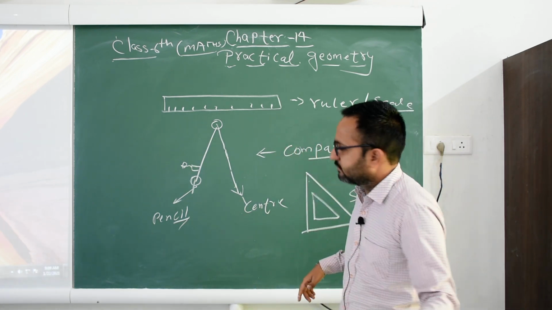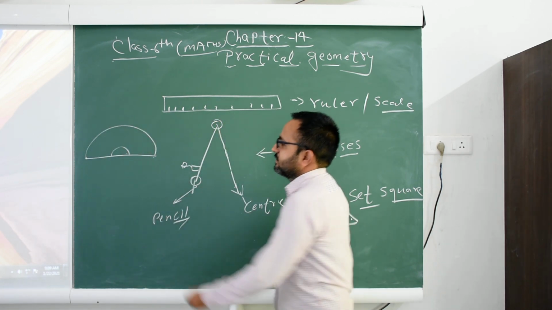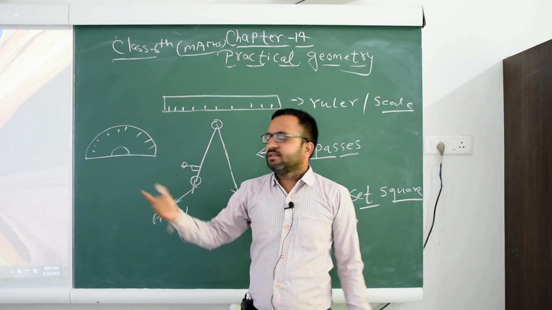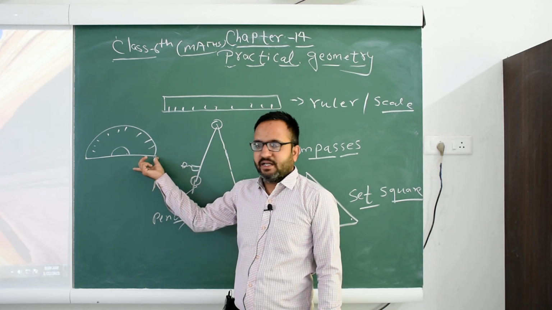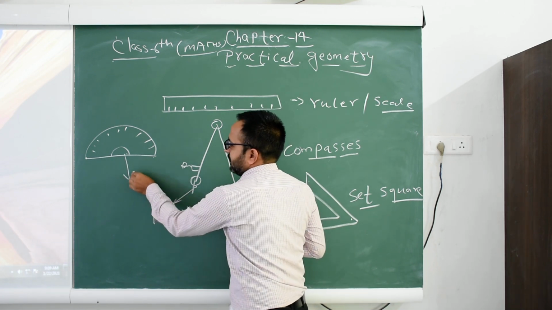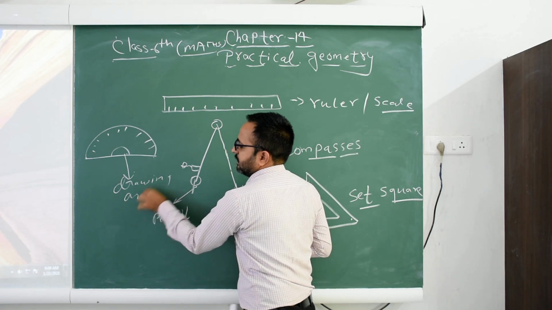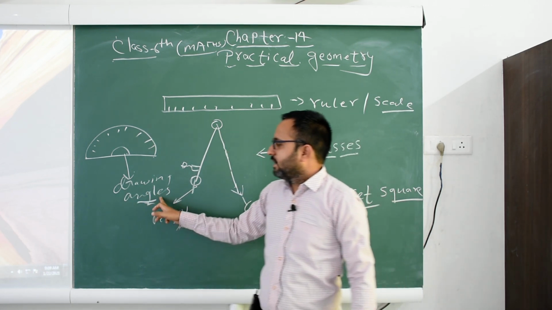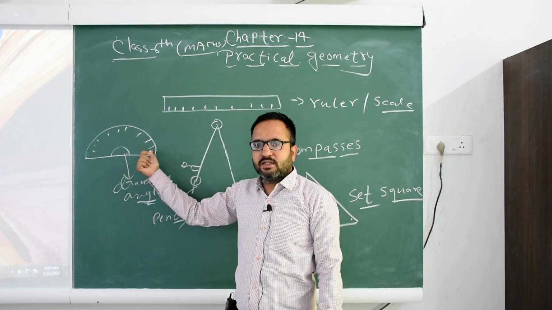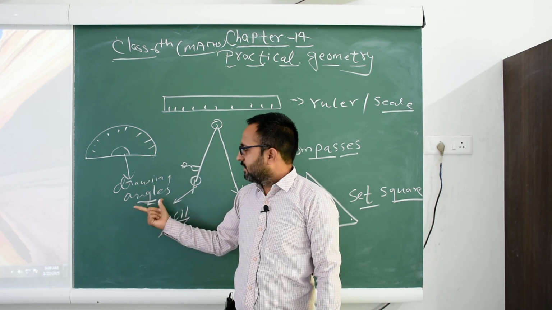Now the protractor. This is called a protractor. In your language students call it D, because its shape is like a D. So this is called a protractor. It is used for drawing angles. If you are drawing an angle of 30, we use the protractor. So the protractor is used for constructing and drawing angles.